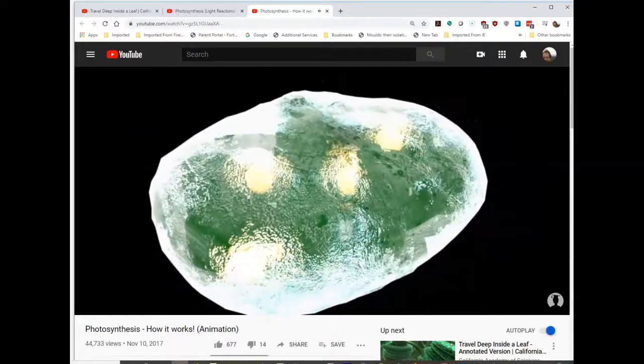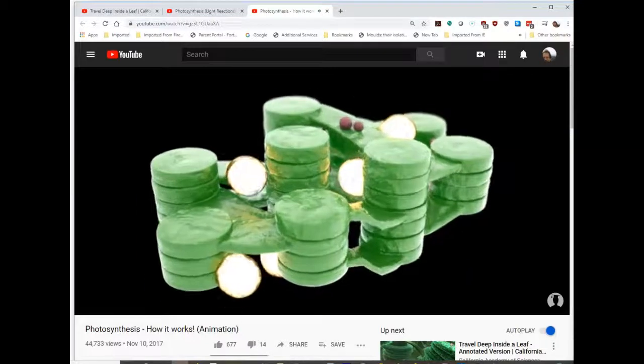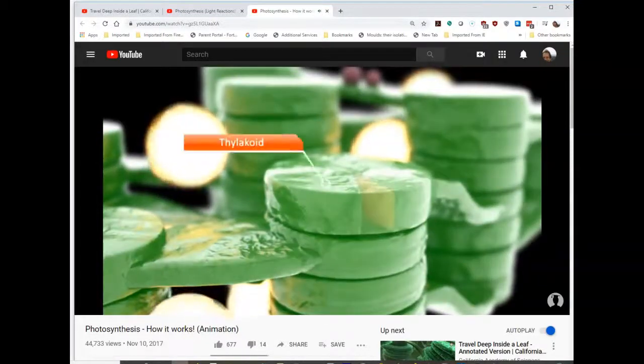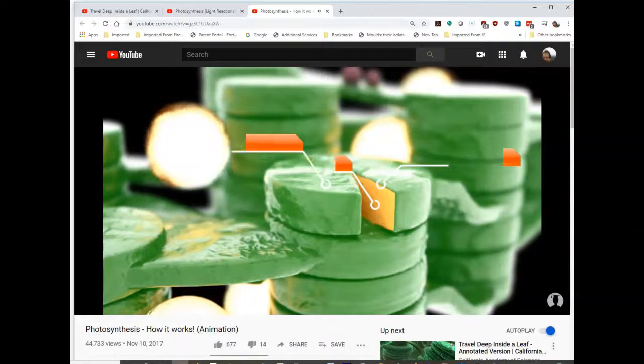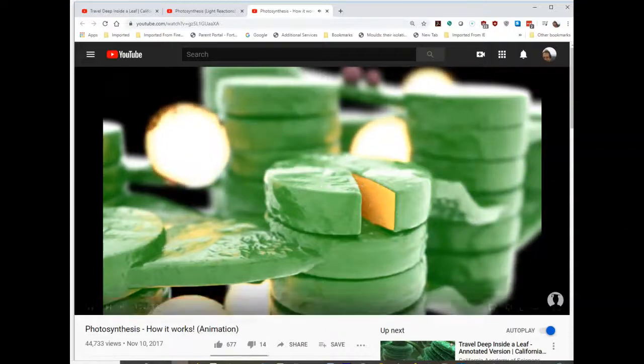Chloroplasts have a protective membrane. A liquid called stroma is found inside the chloroplast. Thylakoids are embedded in this liquid. Thylakoids consist of a thylakoid lumen surrounded by a membrane where photosynthesis takes place.